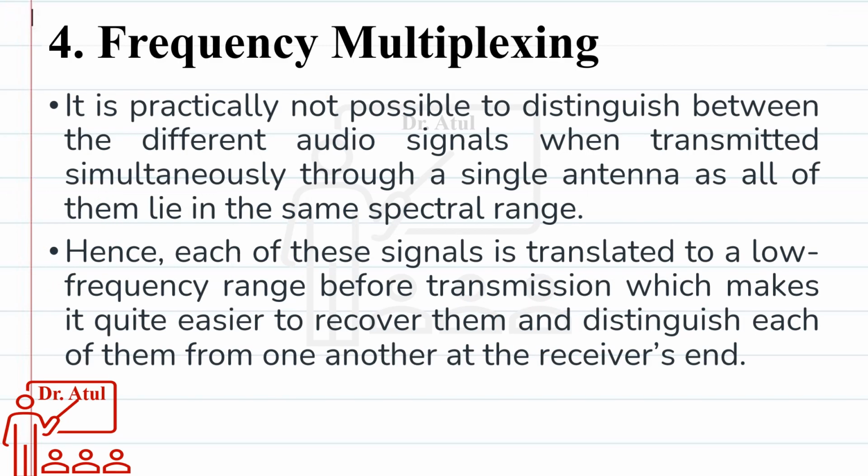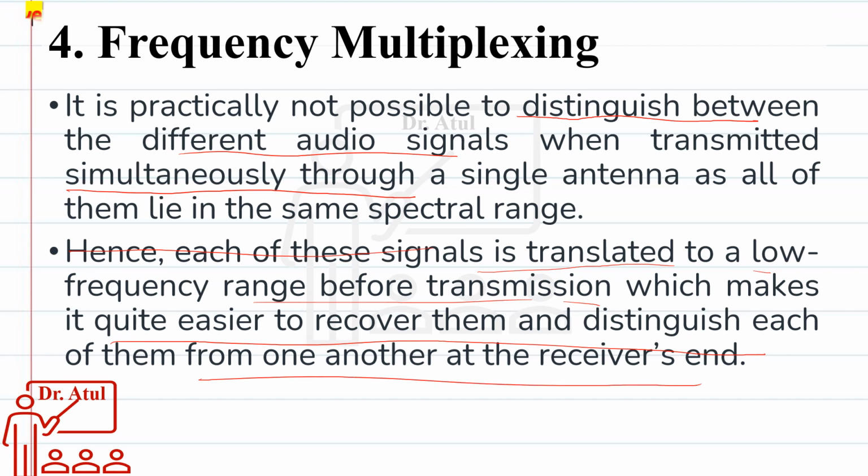It is practically not possible to distinguish between different audio signals when they are transmitted simultaneously on a single antenna. Hence, if we translate them into a different frequency range before transmission, it becomes quite easier to separate them. So modulation, by converting to a higher frequency, makes multiplexing easier.